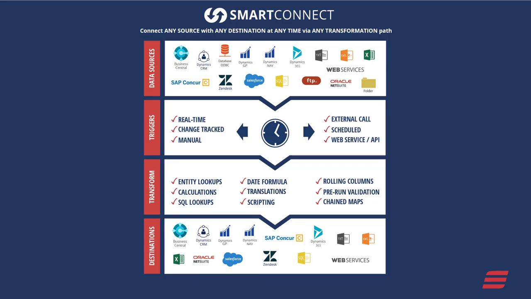Let's start at the top and look at our sources. It could be anything. Obviously we've got GP up here at the top, but we've got a lot of other standard connectors for things that a lot of people talk to. Things like Microsoft's Dynamics 365 CRM or CE or whatever you want to call that. We've got most of the Microsoft stack. We've got Business Central as well, obviously.